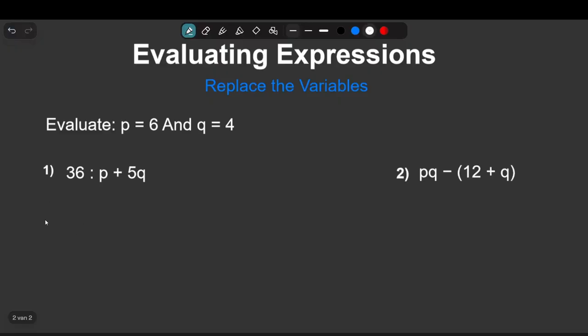So let's rewrite this problem. We have 36 divided by p, which is 6, plus 5 times, because the variable is right next to it, q, which is 4. This is going to be the problem we have to solve. Using the order of operations, we're going to solve this in the correct way.